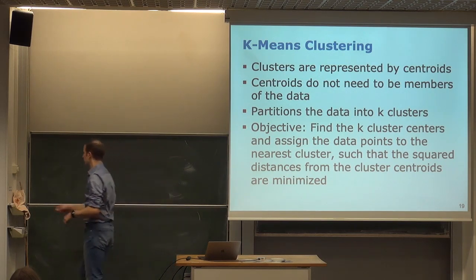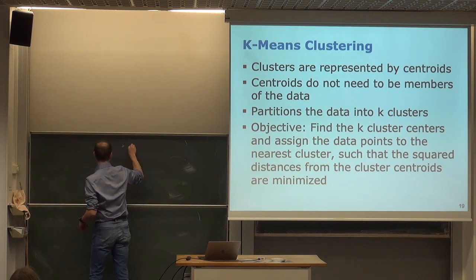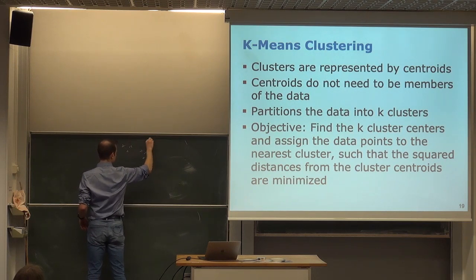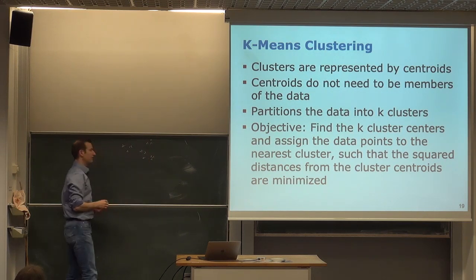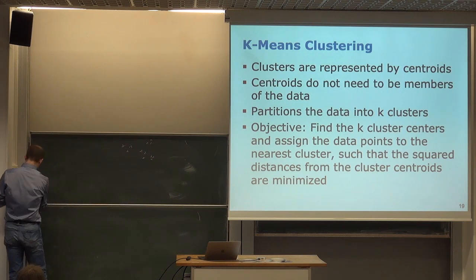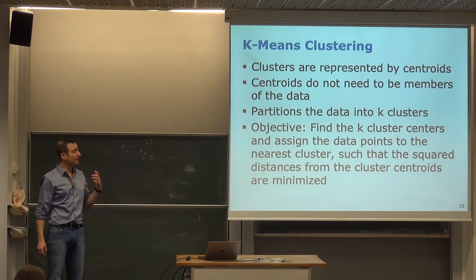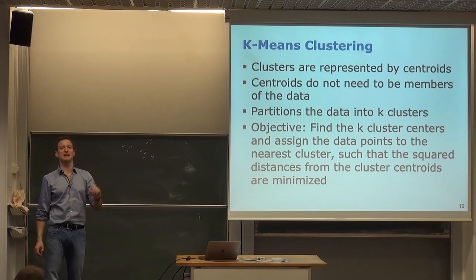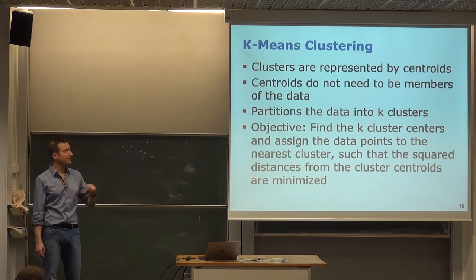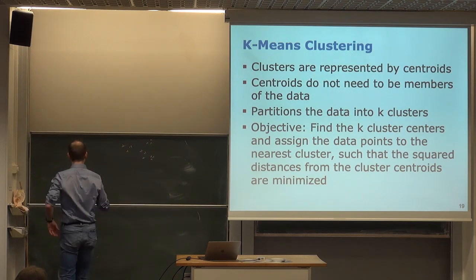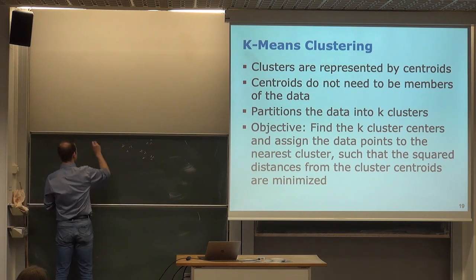So if you have a certain number of data points like those over here, what k-means requires is that you fix the number of clusters beforehand. You say, I want to have 3 clusters, give me the clustering with 3 clusters out of this, or with 5 clusters. And this is k, that's why it's called k-means. Let's say in this case we choose k equals 3 in my example.